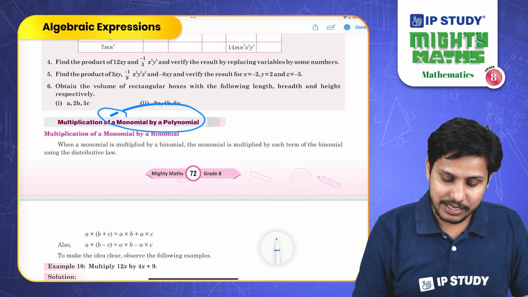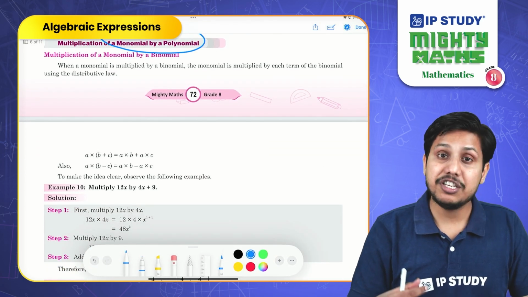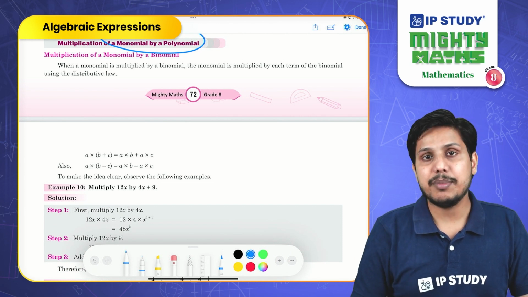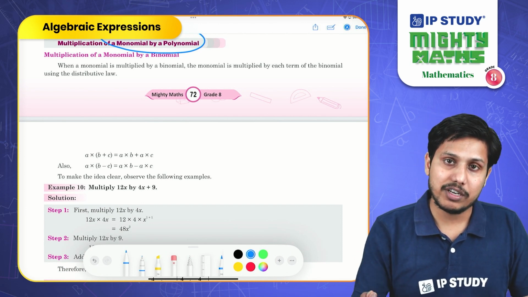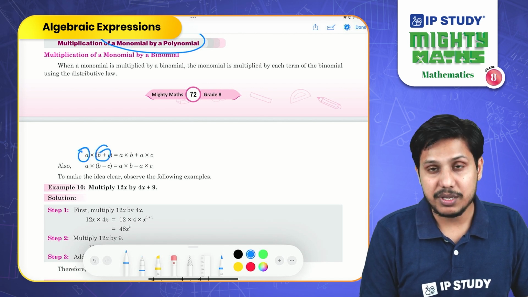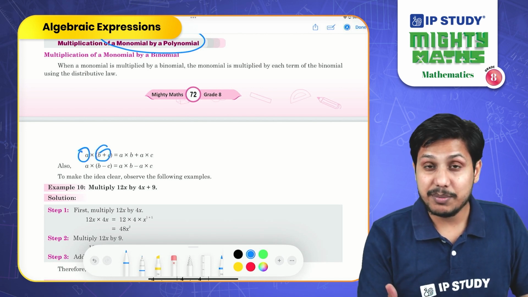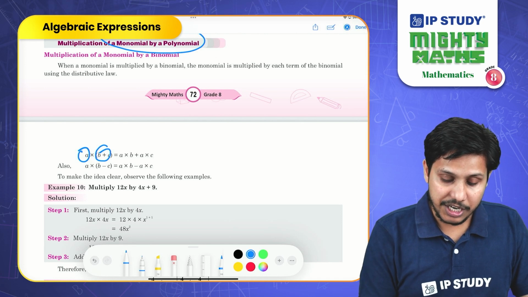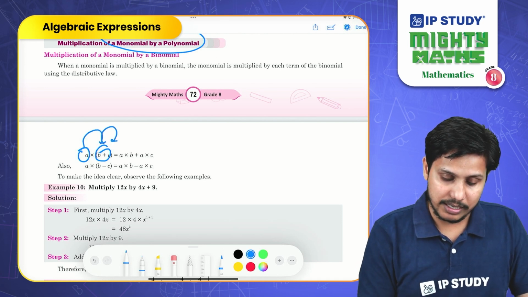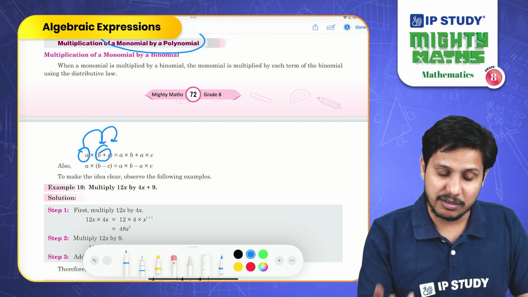So in that case we use the distributive property of multiplication over addition and subtraction, depending upon the sign of the terms. Let's suppose we have a monomial A and a binomial B plus C, which is a binomial. We need to multiply one by one the values or expressions inside the bracket.